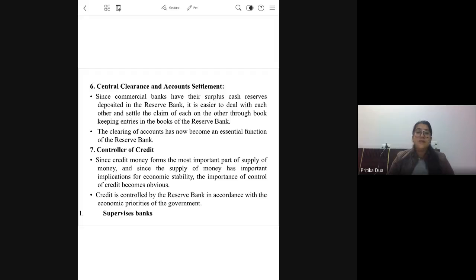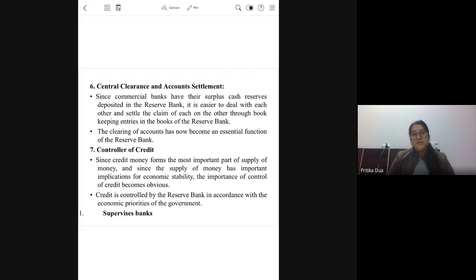Agar commercial banks ke paas extra funds hain above the reserve requirements and they want to earn some extra rate of interest on that, then that is the reverse repo rate. RBI ke paas extra funds apne rakh dete hain. Okay, what about the rate right now? What is the reverse repo rate? Yes, absolutely correct. Good. 3.35% is the reverse repo rate.